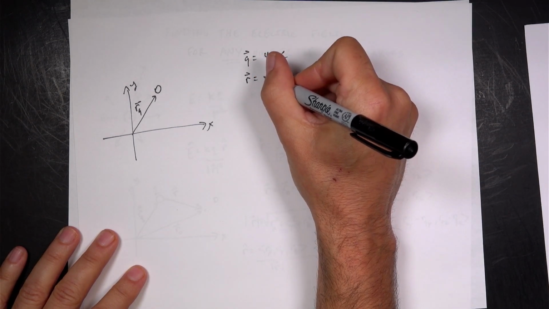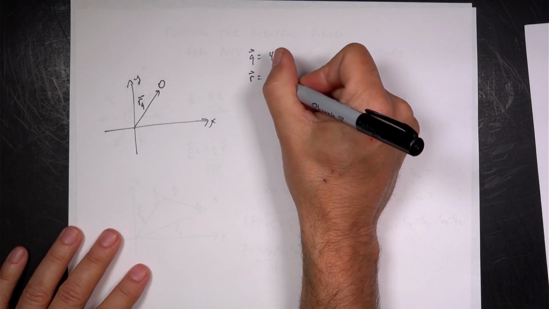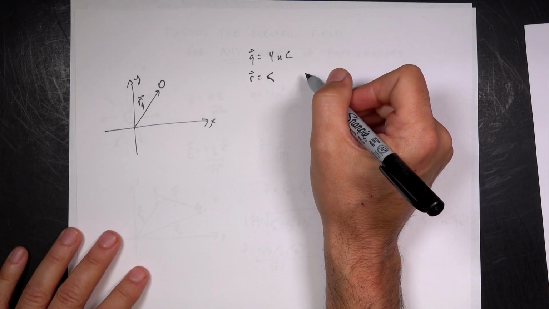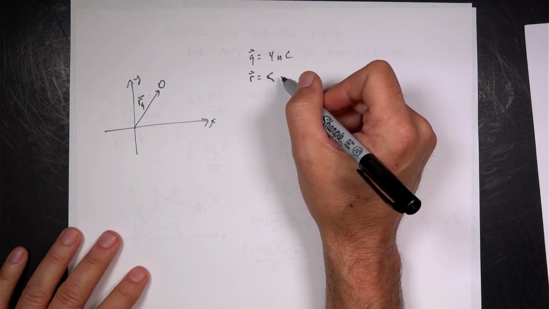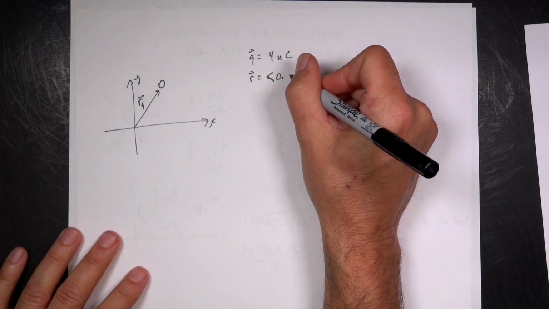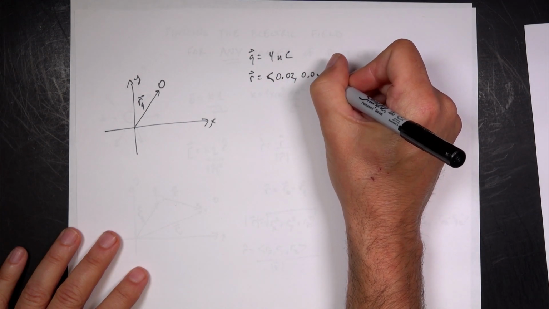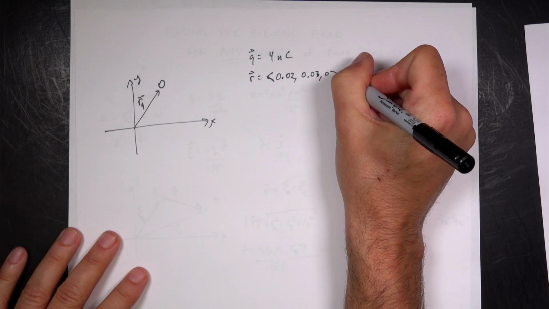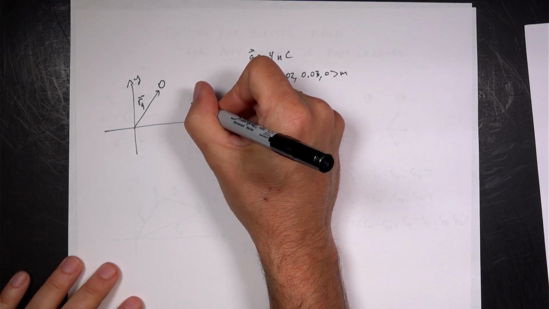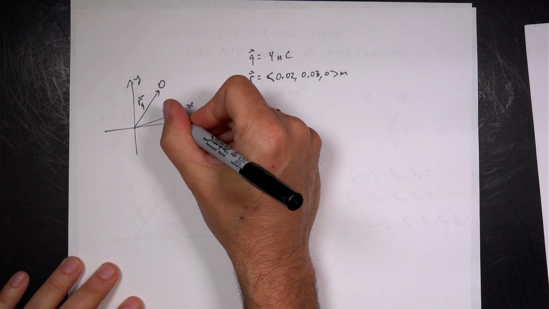R is going to be the vector. I'm just eyeballing it here. So it's a vector. And in case you didn't notice, I'm using this angle bracket notation for vectors. So with angle bracket and then the three components. Let's say it's 0.02, 0.03, 0 meters. And now I want to find the electric field right here at some other location, RO.